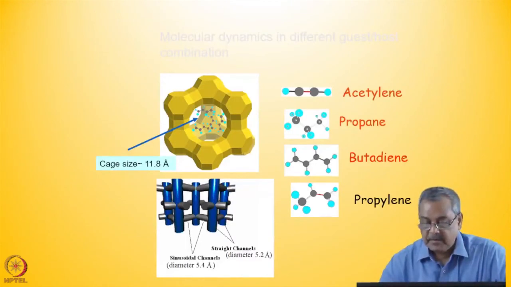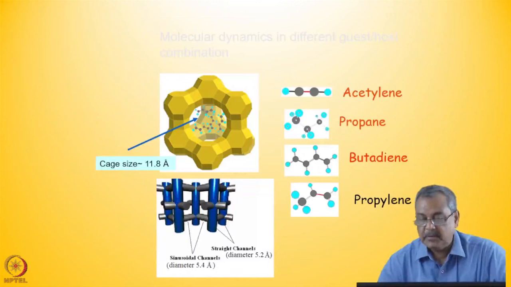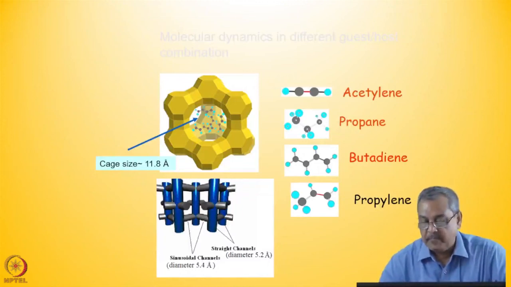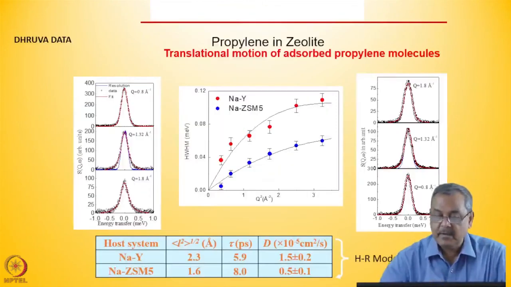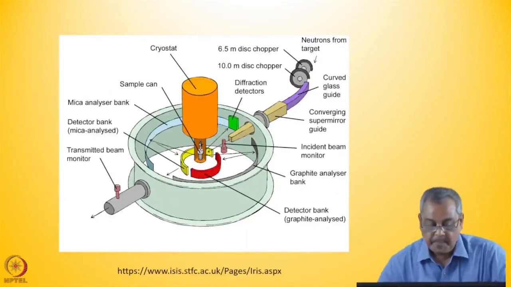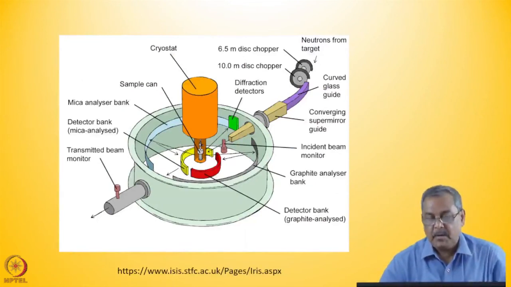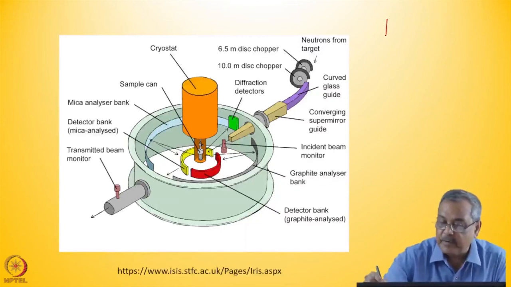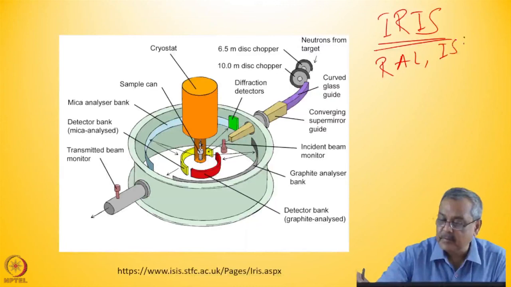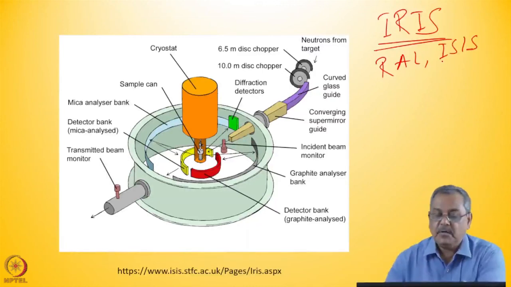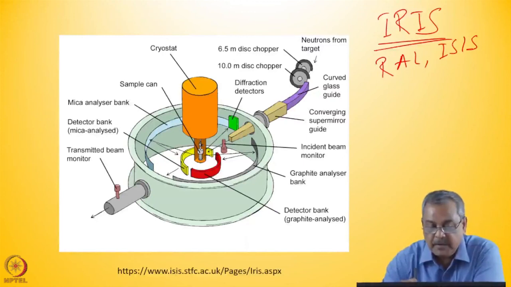I will discuss some of the results in the next lecture, because now I will discuss movement of various organic molecules inside a zeolite cage. It is of deep technological interest how these particles move in such cage materials, and I will come to these results later. I will also show you in the same go the IRIS spectrometer at RAL, Rutherford Appleton Laboratory, ISIS source. This is a pulsed neutron source. So I just show you the main part of the instrument.